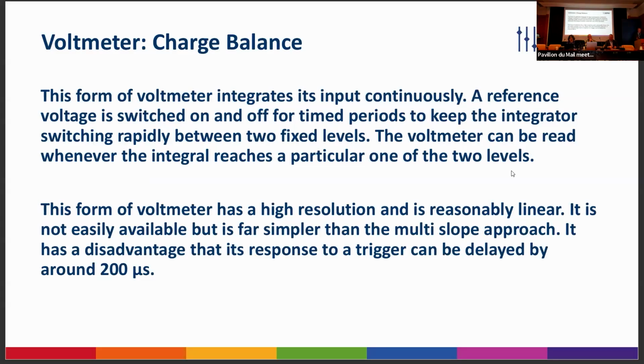Now, the charge balance voltmeter works in a different way. The input is integrated all the time. It's never disconnected. A reference voltage is switched on and off for timed periods to keep the integrator switching between two fixed levels. You can then read the voltmeter out when it reaches one of those two levels. You can't read it when it's in between, but you can read it at the end. They normally organize it so it switches around the few hundred microsecond level.